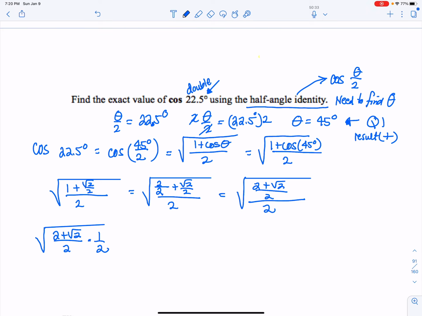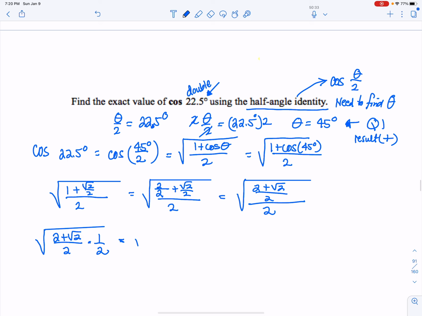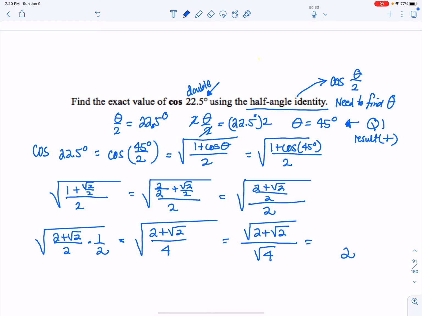Now I can't cancel anything out because 2 plus square root of 2 is a binomial and 2 is a monomial, and I can't cross those out. They're not the same. So I'm going to write this up as 2 plus square root of 2 over 2 times 2, which is 4. And now break it apart. So the square root of 2 plus the square root of 2 all over the square root of 4. Square root of 4 simplifies down to 2.